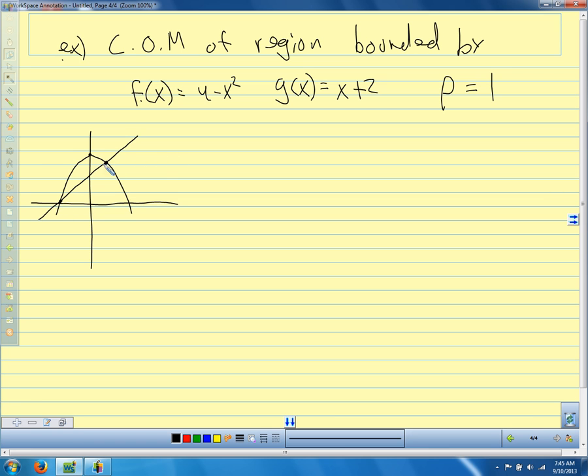To find our limits of integration, how do we find where they intersect? Set them equal to each other. 4 minus x squared equals x plus 2. We end up with x squared plus x minus 2 equals 0. And that factors, we find that they intersect at (-2, 0) and (1, 3).